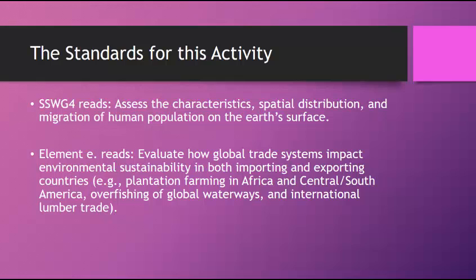Social Studies, World Geography Standard 4 reads, assess the characteristics, spatial distribution, and migration of human population on the Earth's surface. Element E reads, evaluate how global trade systems impact environmental sustainability in both importing and exporting countries. Examples of this would include plantation farming in Africa and Central and South America, overfishing of global waterways, and international lumber trade.